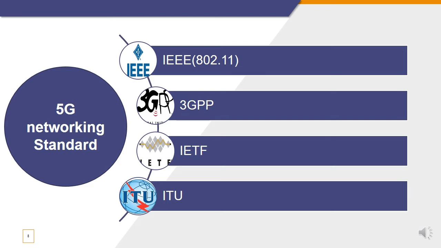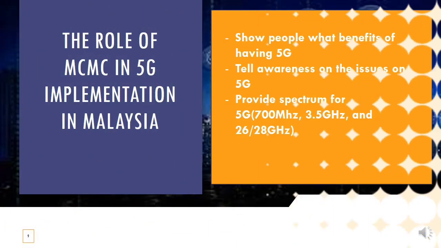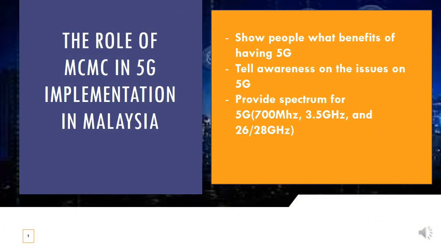IETF is united with 3GPP to develop 5G. It enables the IP protocol to support network virtualization. And then the next network standard is ITU, the International Telecommunication Union. Then we go into the next question.